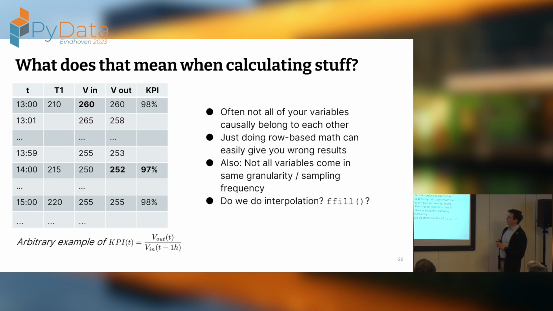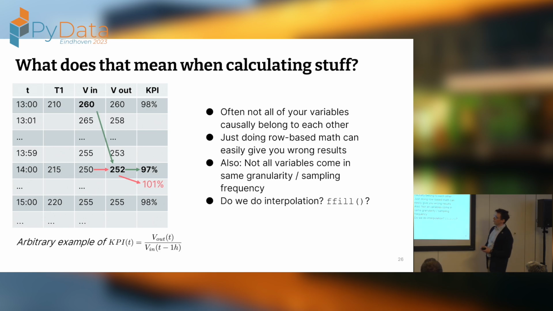Let me give you an example of what I mean when I talk about calculating stuff. Here's a very simple example where this KPI is just calculated, and I try to highlight this here by 1 hour. If you just do it columnar, you come out to this KPI of 101%, which doesn't make much sense. The actual calculation looks like this, but there's a second problem with that.